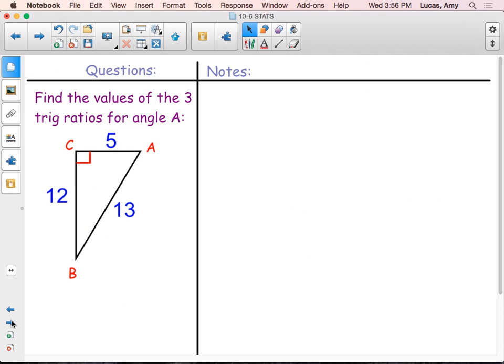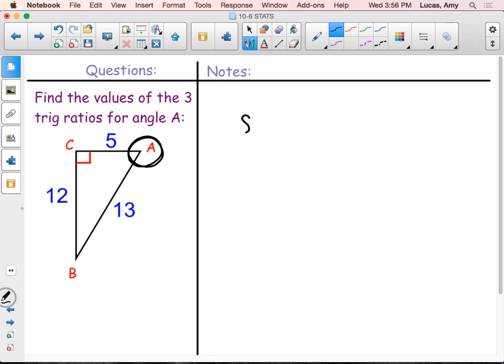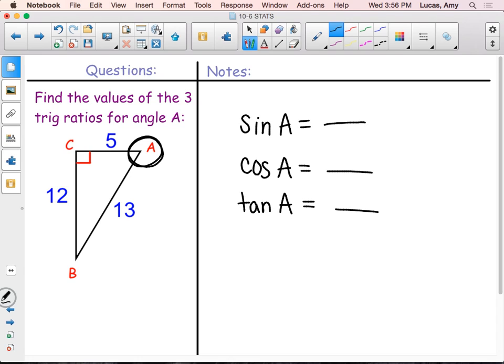Okay, so find the values of the three trig ratios for angle A. So our reference angle is angle A. So here's my angle A. We are going to find the sine, cosine, and tangent of angle A. These are all going to be fractions. So sine A, cosine A, and tangent A. In order to do that, we have to write our SOHCAHTOA up here to remember which sides we're talking about. And most importantly, we need to label this triangle.